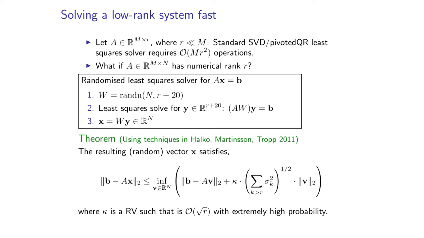And there's a highly cited paper by Halko, Martinsson and Tropp, Finding Structure with Randomness, which I hope almost everyone in this audience is aware of. It's got over 2,000 citations. Using techniques from that paper, you can show that if you do this sort of randomized least squares solver, then the residual will be less than this formula here. So there's a kappa here, and then there are the remaining singular values that are greater than r.